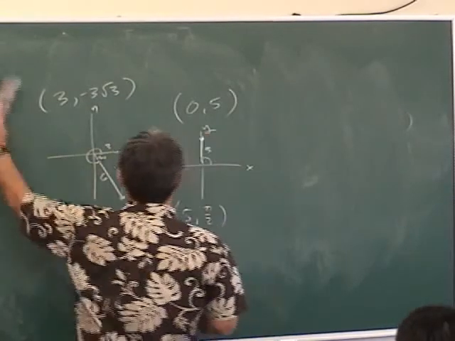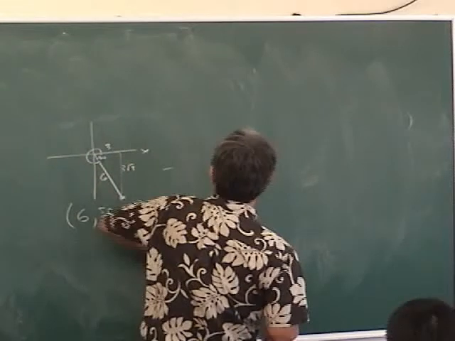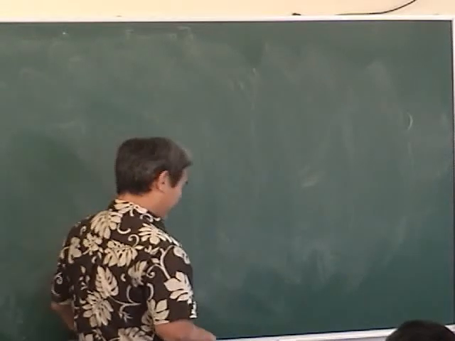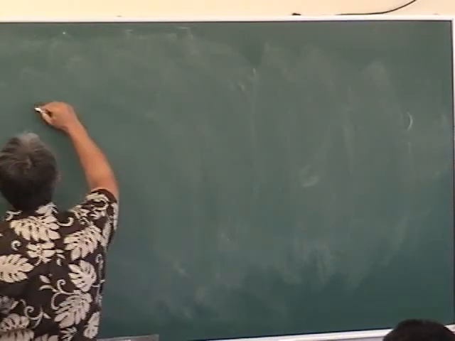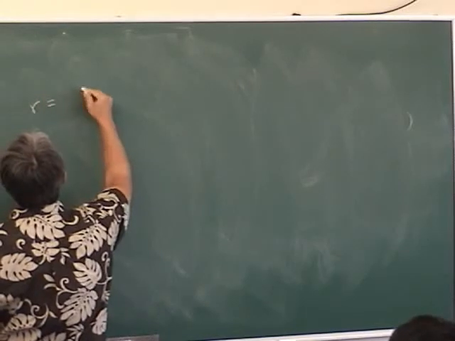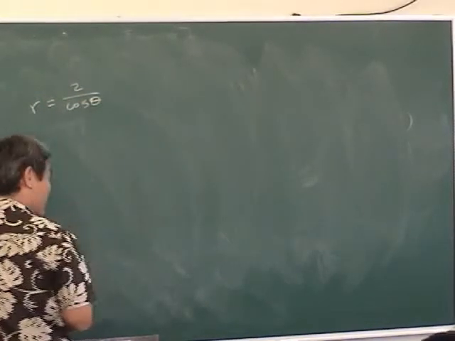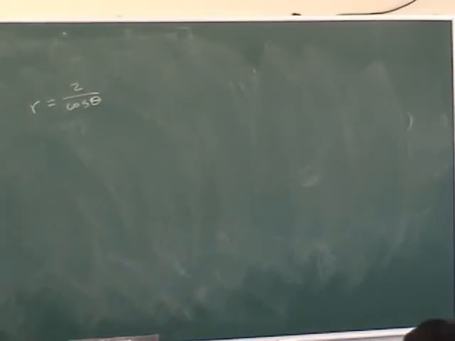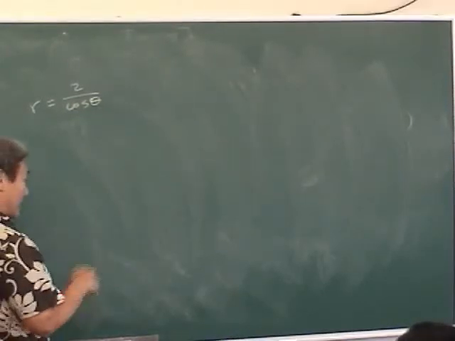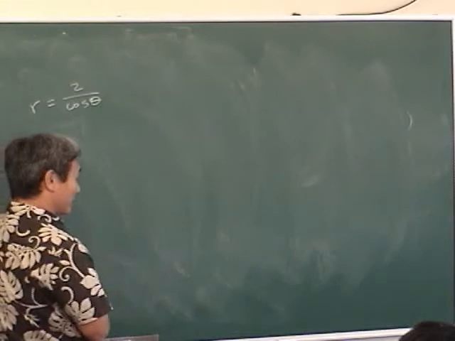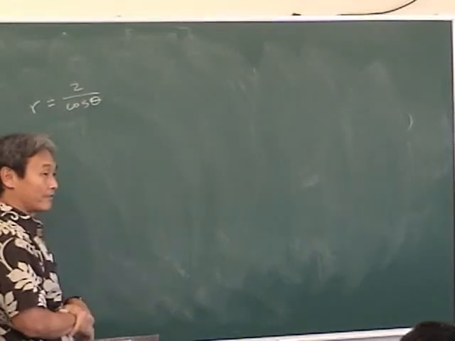Okay, next. If I give you the equation of a polar graph, okay, well, let's start with something easy. R equals 2 over cosine theta. Okay, now when you first start learning polar coordinates, the next thing you have to know is how to draw graphs, right? Okay, this is a polar equation, graph it.